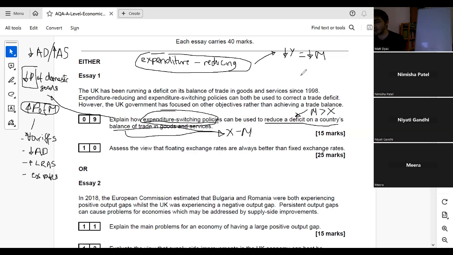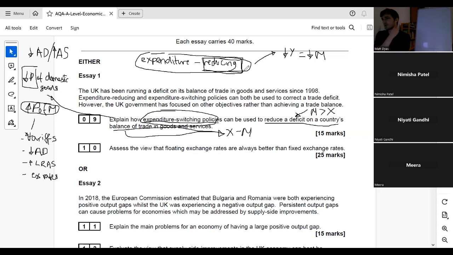Just deprive them of income and they will buy less imports. And this is an expenditure reducing policy, right? Because you are reducing their income. You are not getting them to switch their spending from one thing to another. You are just getting them to spend less, and that includes spending on imports.